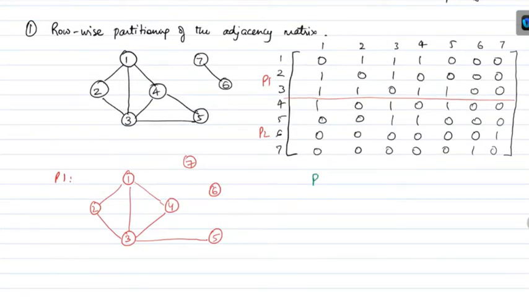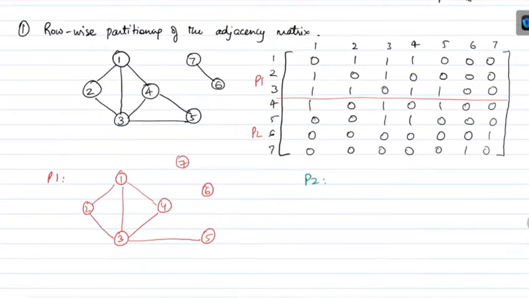And what is visible to processor 2? Processor 2 sees all the edges from 4, 5, 6, and 7. So it sees the same vertices, 1, 2, 6, and 7. But it only sees the edges from 4, 5, 6, and 7. So 4, 5, 4. Okay, 4 has another edge to 1. It sees all the edges from 4, 5, 6, and 7. Yeah, is that clear?